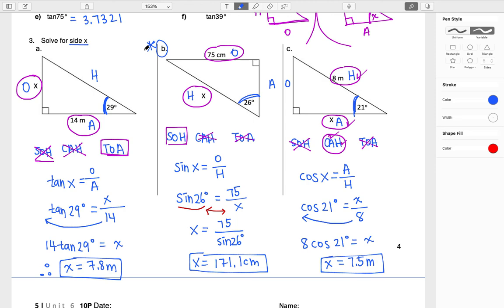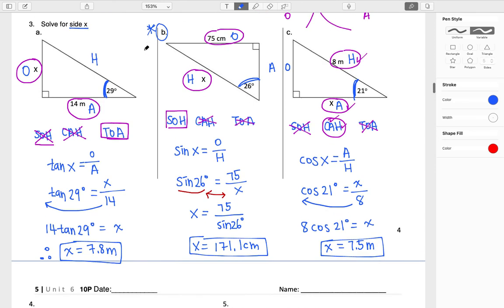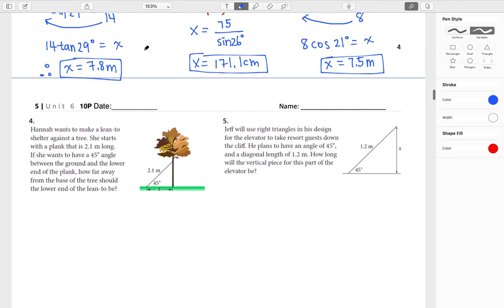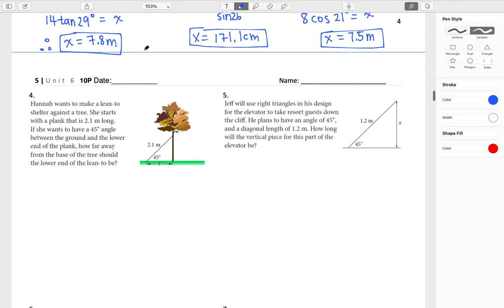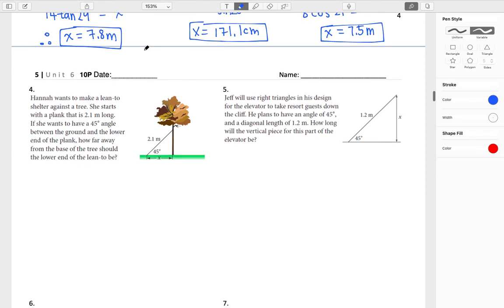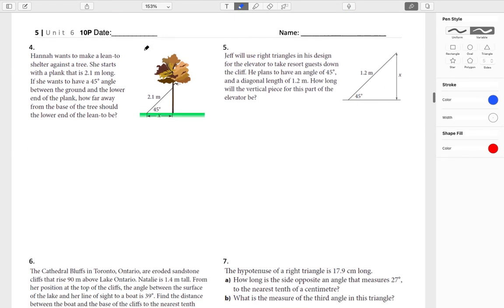Okay, good. Now let's tackle some word problems. Now the word problems, the difficult part is if they don't give you a diagram, that's where the difficult part is. Okay, so I'm going to dive right into number 6.